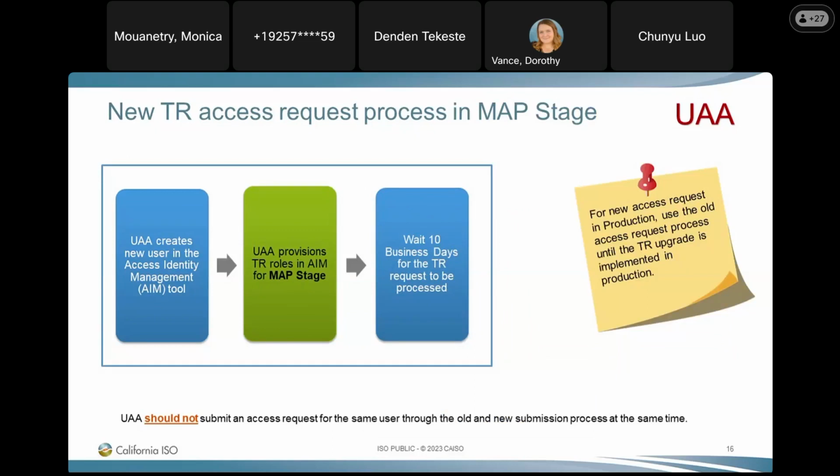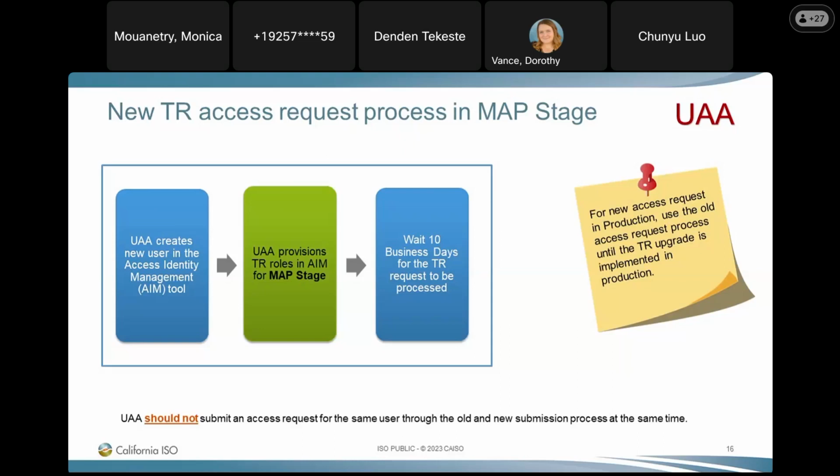Last week, I sent out an email to your user access administrators for all the folks that have access to the transmission registry application. And I requested for them to begin submitting access for the map stage environment following this new process in the AIM application. And some of them have done that. But the caveat to that is that for map stage, you're going to follow this new process. Your UAs are going to be able to go into AIM and complete those transactions in AIM.